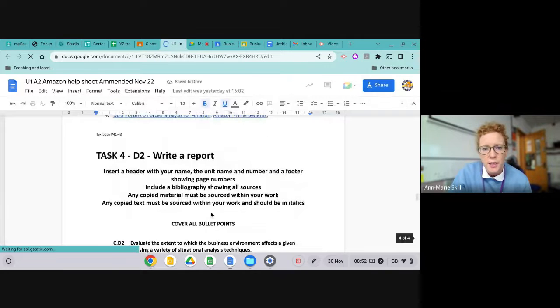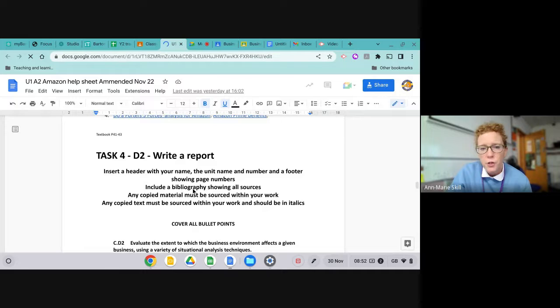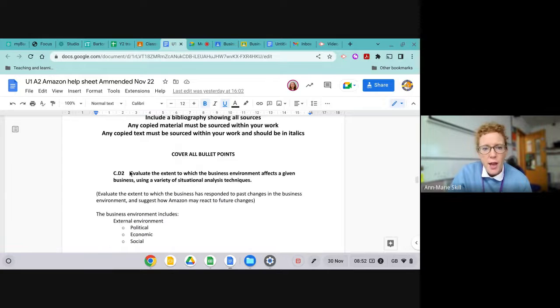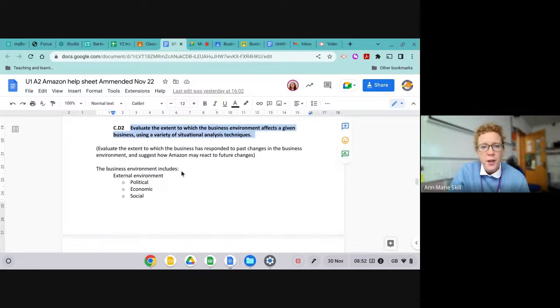You're just going to write an individual report, include a bibliography, put headers and footers on appropriately. Okay, so there's your heading. Evaluate the extent to which the business environment affects a given business using a variety of situational analysis techniques. You're going to go through Amazon. So you're looking at the extent to which the business has responded to past changes in the business environment and suggest how Amazon may react to future changes.